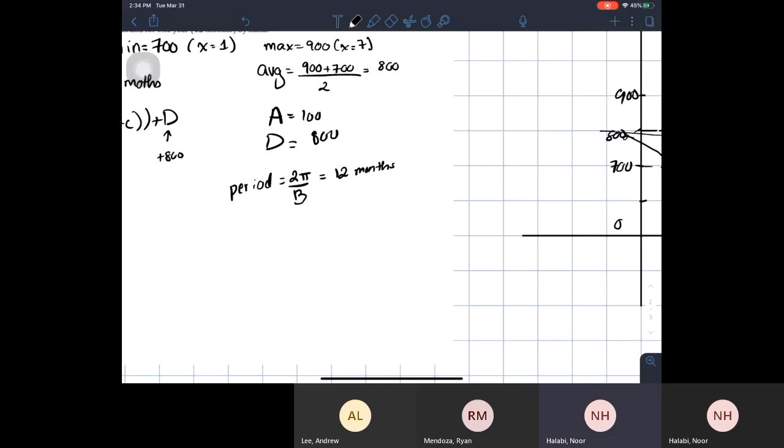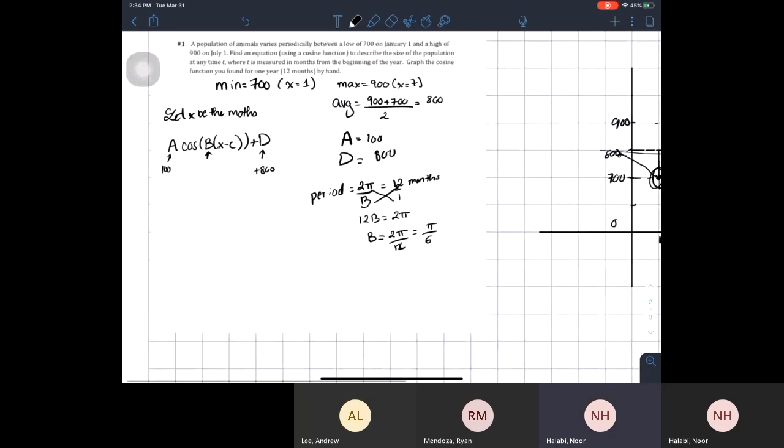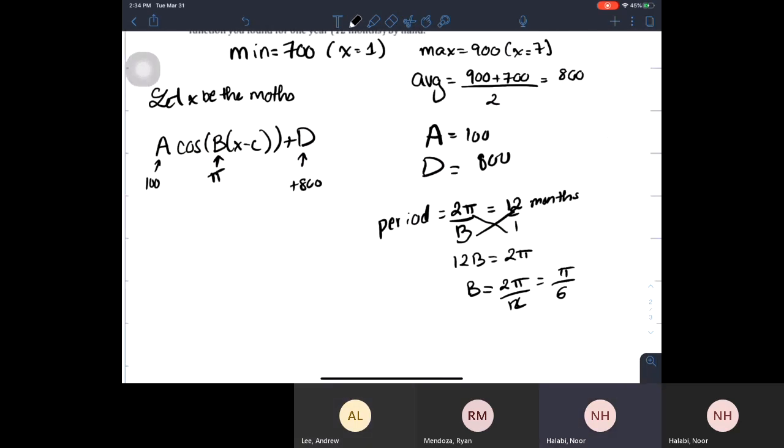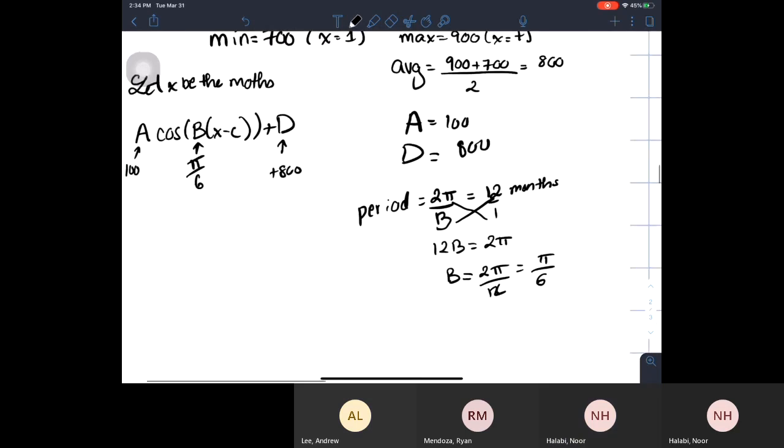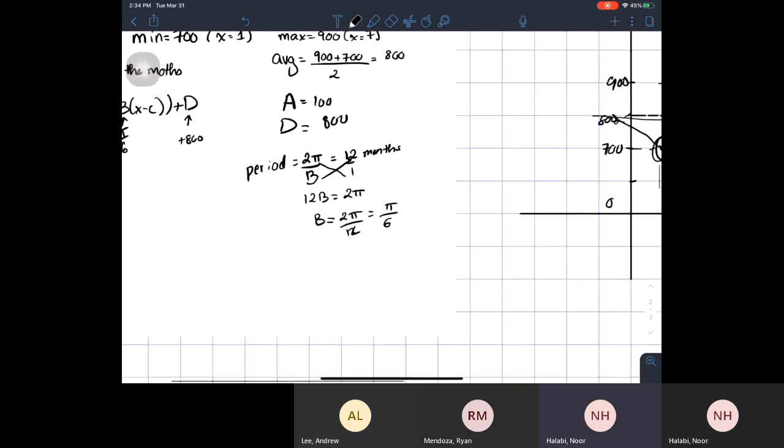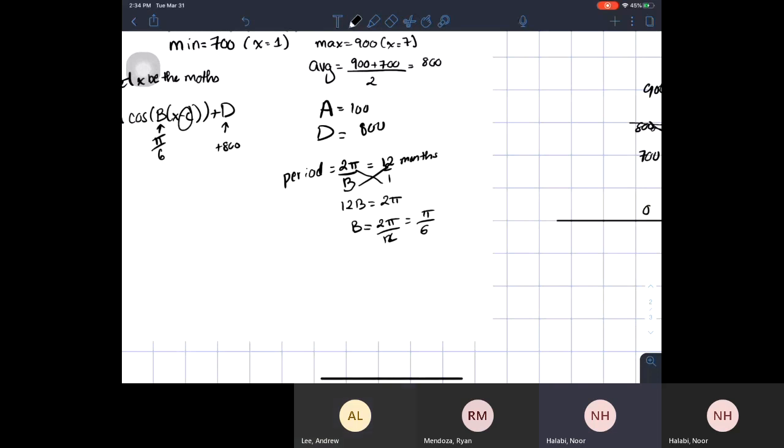And we need to figure out what B is. I could just cross multiply. So I end up with 12b is equal to 2 pi. So b is equal to 2 pi over 12, or pi over 6. So that's not my period, that's my b. And then lastly, I just need to figure out my horizontal shift.